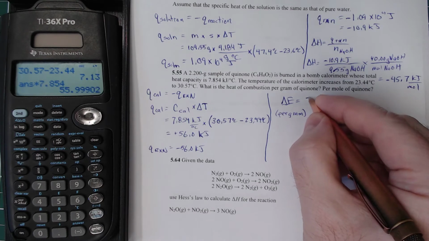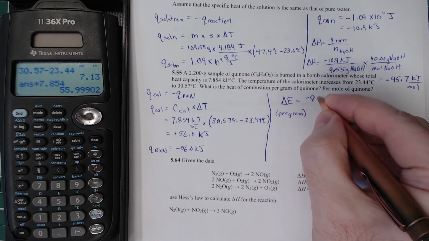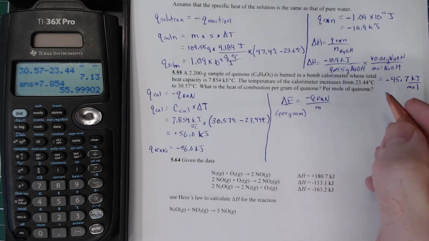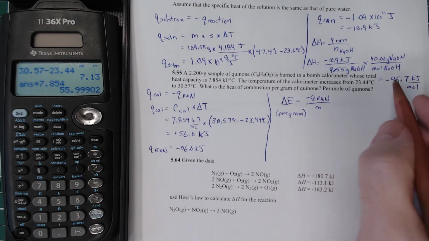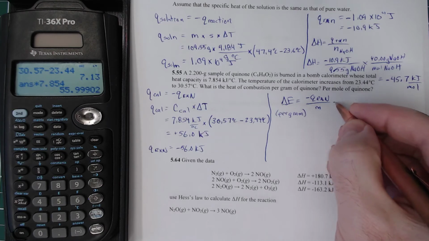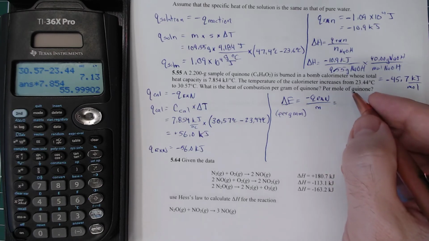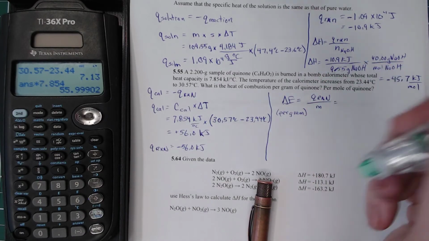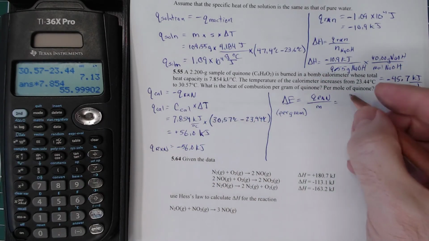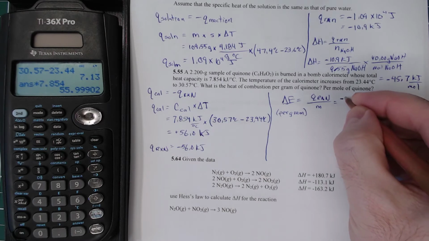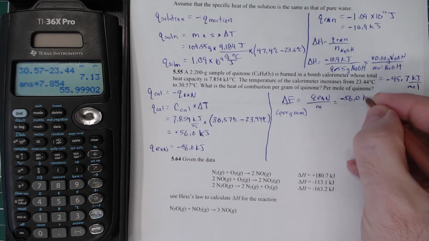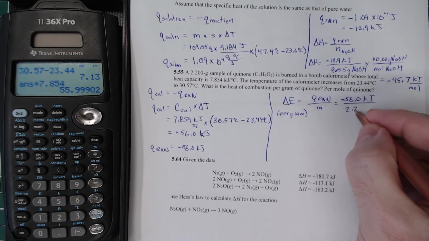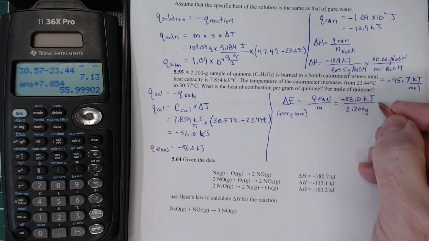All right, so it's going to be Q of our reaction divided by the mass of our material, because we wanted it per gram of quinone. And I didn't want negative Q, I just wanted Q. Let me fix that real quick. All right, that fixed that. So here we've got negative 56.0 kilojoules, and we'll divide by 2.200 grams.